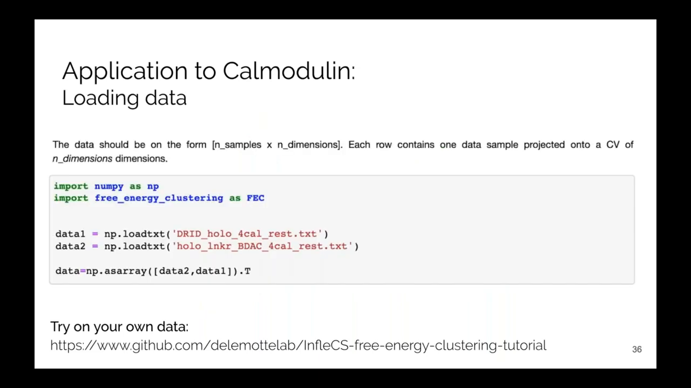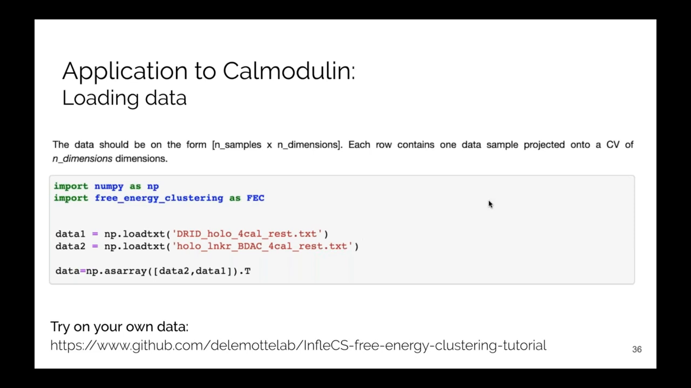So the first thing that we need to do is to import free energy clustering. This is to allow us to do all these things. And we call it FEC with capital letters so that we don't have to write out everything. The first thing that we need to do before actually starting the free energy estimation and the clustering is to get our data in the correct shape.